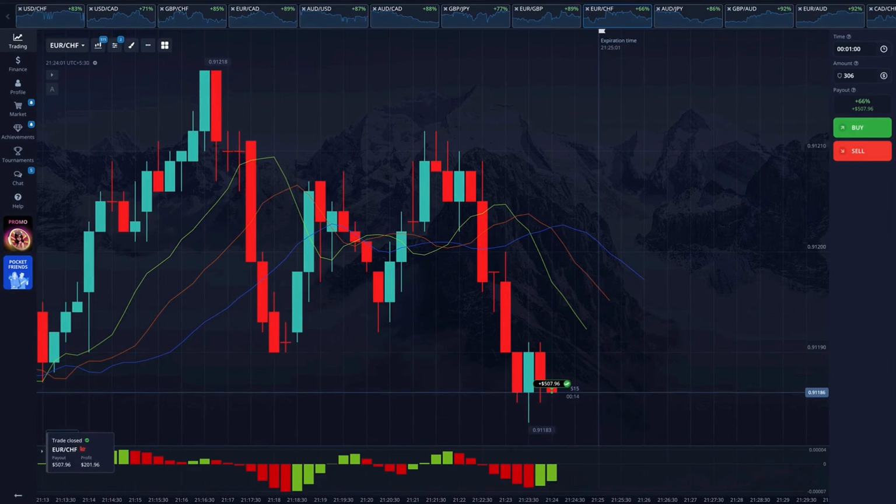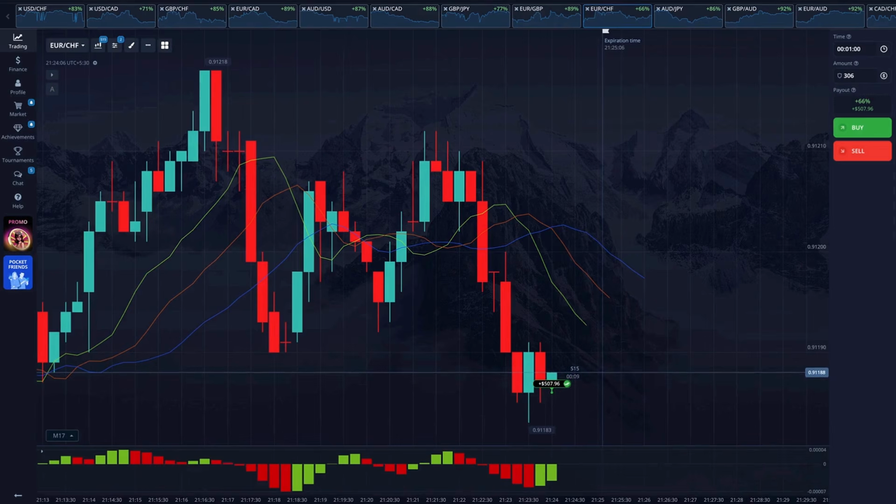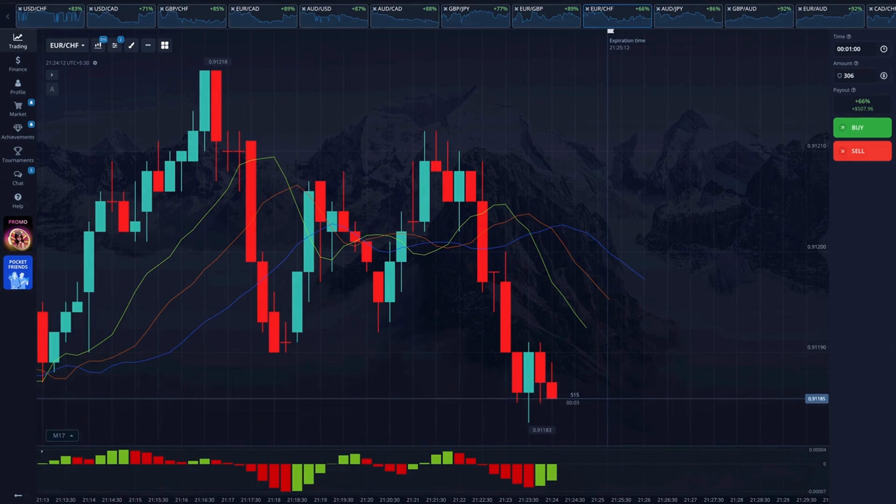A flawless execution as the timer hits 0. The candle closes beautifully below our entry mark, securing a clean and stress-free profit. This wasn't luck. It was simply waiting patiently for the perfect setup and acting on it with total discipline.